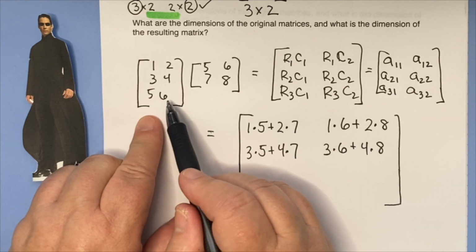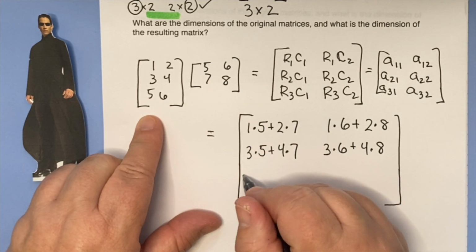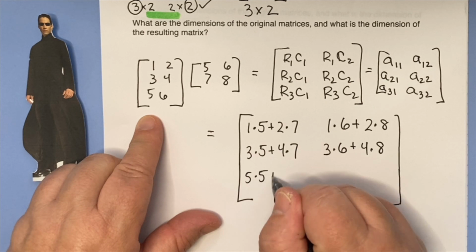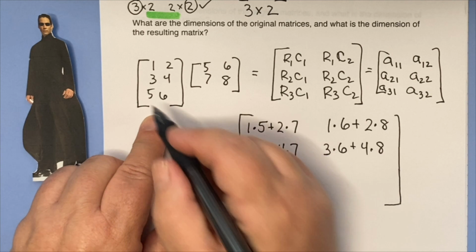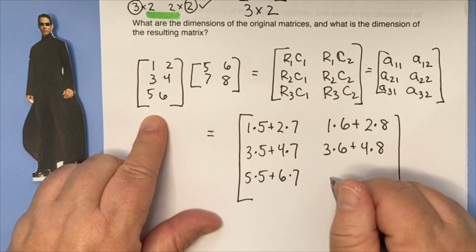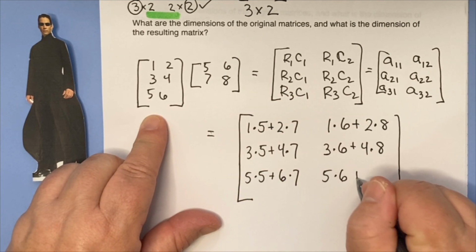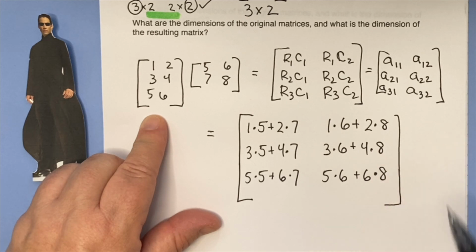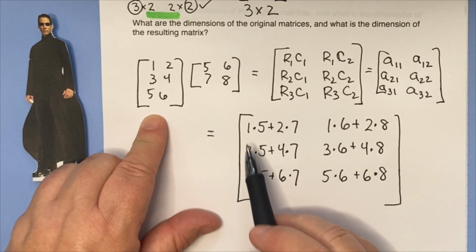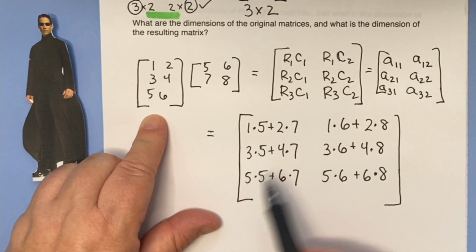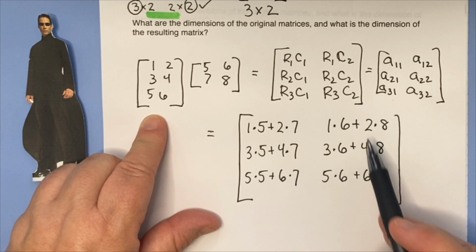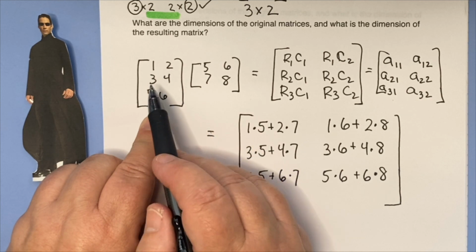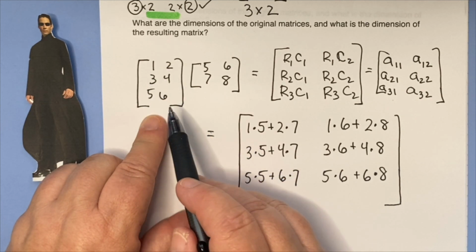Okay, we're going to go across and down. So this one's going to be 5 times 5 plus 6 times 7. And here it's going to be across and down. 5 times 6 plus 6 times 8. Notice that in the patterns I get 1, 3, 5, 1, 3, 5, 2, 4, 6, 2, 4, 6, 1, 3, 5, 2, 4, 6.